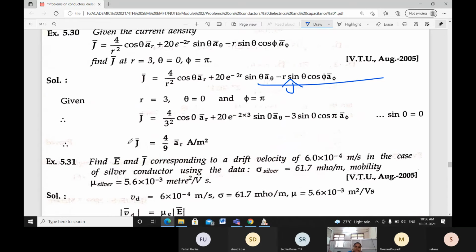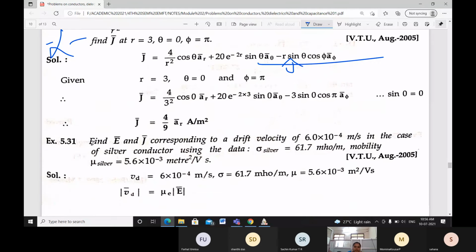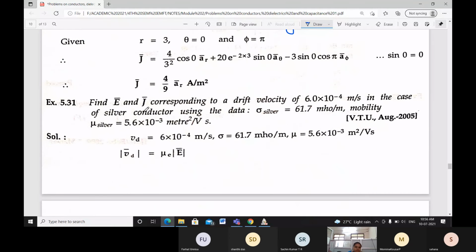Simple, right? You will be getting what is our current density. Very simple, right? The answer is going to be 4 divided by 9 ar amperes per meter square. Problems like this are also asked. Sometimes they may ask for 2 marks also, some of the problems. Okay. This is one problem, and one more problem is to find E and J, the field intensity and current density, for a drift velocity of 6.0 into 10 raised to minus 4 meters per second in the case of a silver conductor.